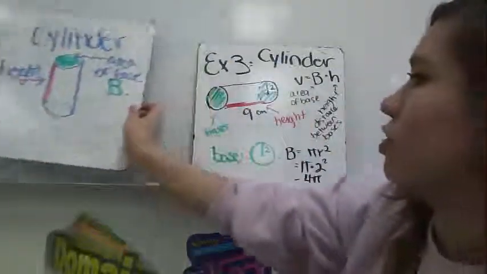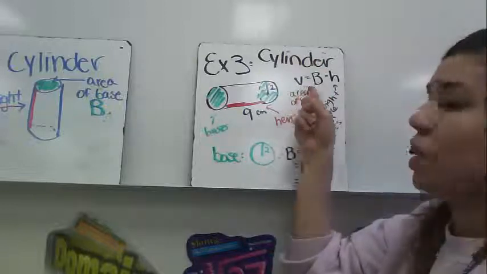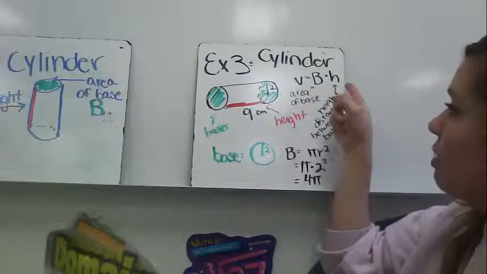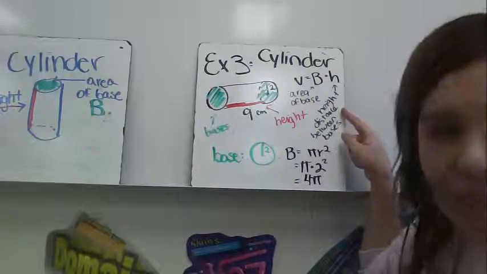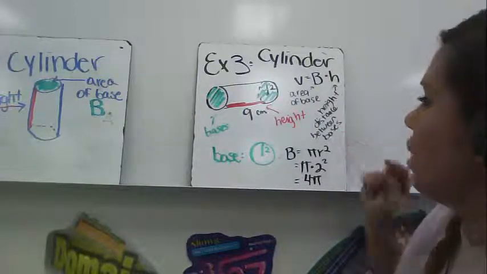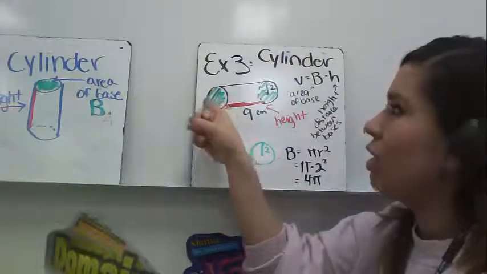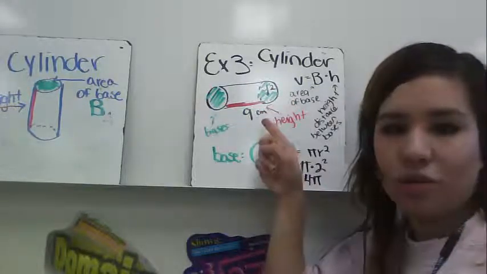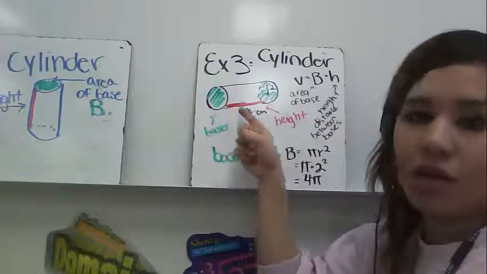Let's look at our first example. Example 3 is with a cylinder. We have the same formula. It's area of the base times the height. So again, area of the base, and remember again, height is the distance between the bases. So here's my shape. I have two bases, my green and my green, the two circles. Okay, the height is the distance between them, so that's my red.